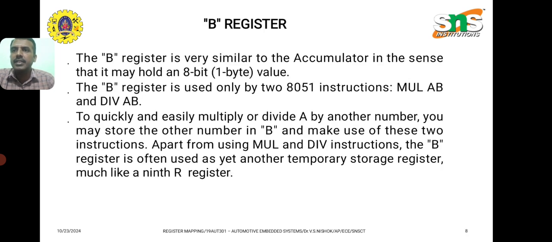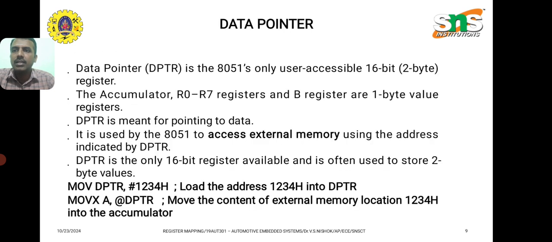Similarly, B register. B register is very similar to the accumulator in the sense that it may hold an 8-bit value. The B register is used only by two 8051 instructions, multiply, that is MUL AB, and divide, DIV AB. To quickly and easily multiply or divide A by another number, you may store the other number in B and make use of these two instructions. Apart from using MUL and DIV instructions, the B register is often used as yet another temporary storage register, much like an R register.